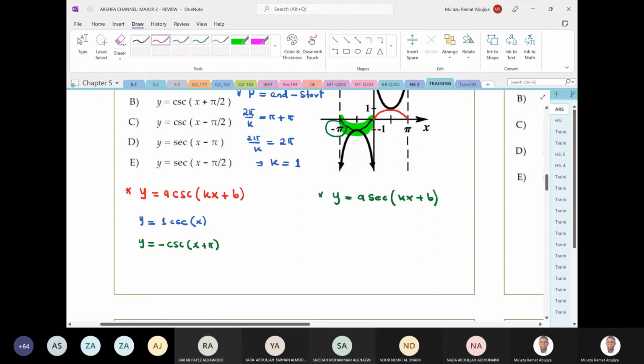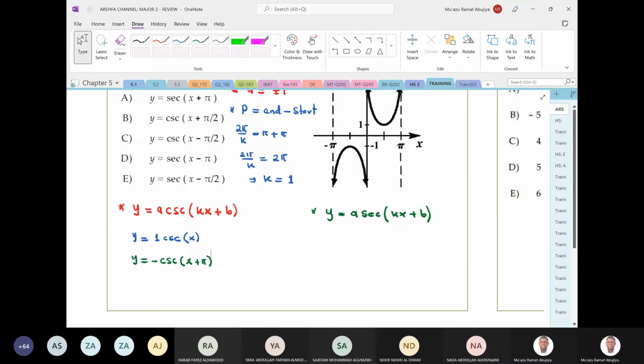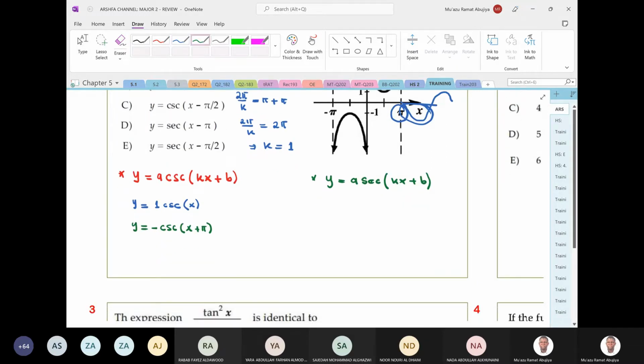For example, what is going to be another possible equation? Another possible equation is going to be starting from here. Let's say I start from here. So you can see that again we are starting from the down part. But here we are saying that the horizontal shift is equal to pi. So that means the equation will be y equal to minus cosecant of x minus pi, because in this case it's shifted to the right.